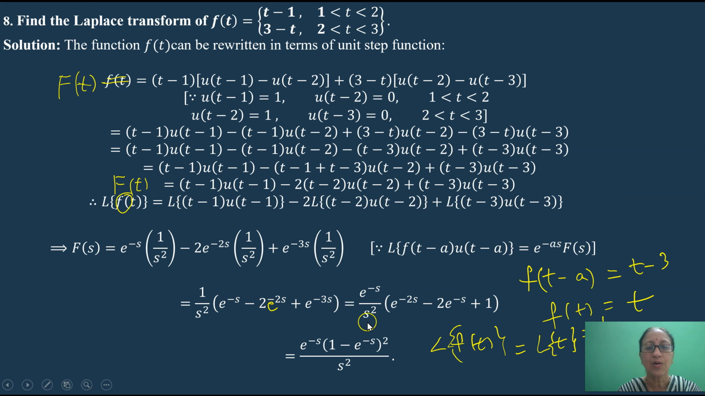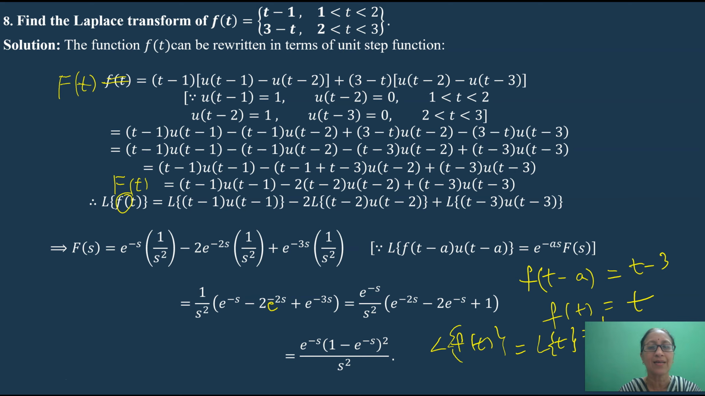Now, here this is nothing but (1 minus e power minus s) whole square, using a square minus 2ab plus b square. So, you can write it as e power minus s into (1 minus e power minus s) whole square upon s square. So, this is the Laplace transform of this given function.